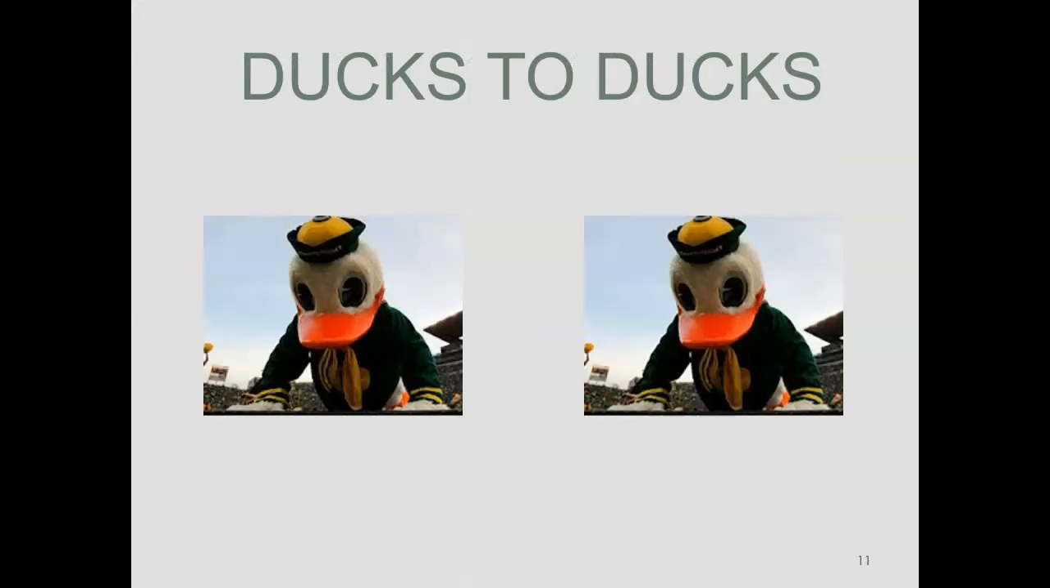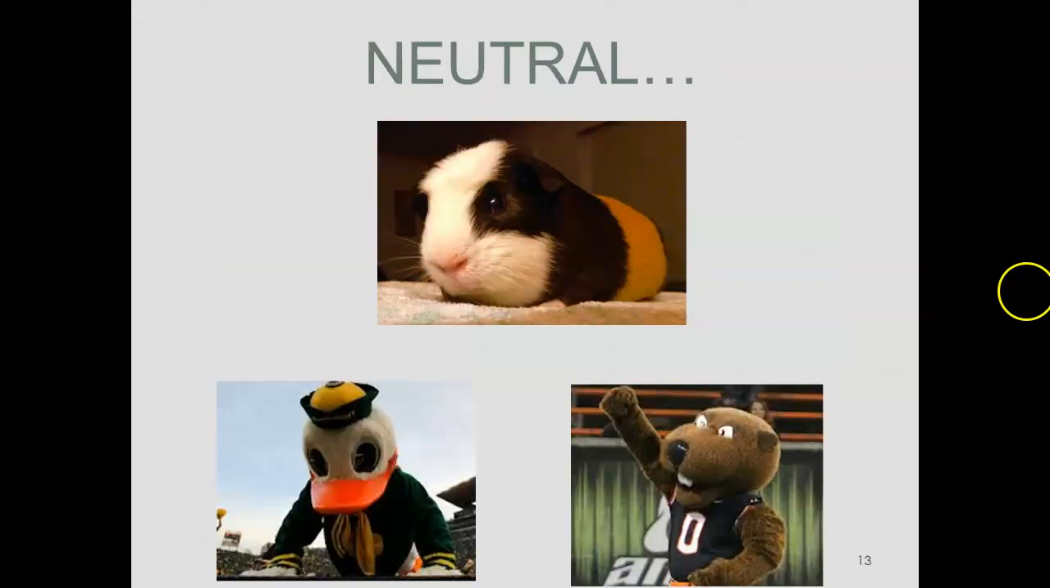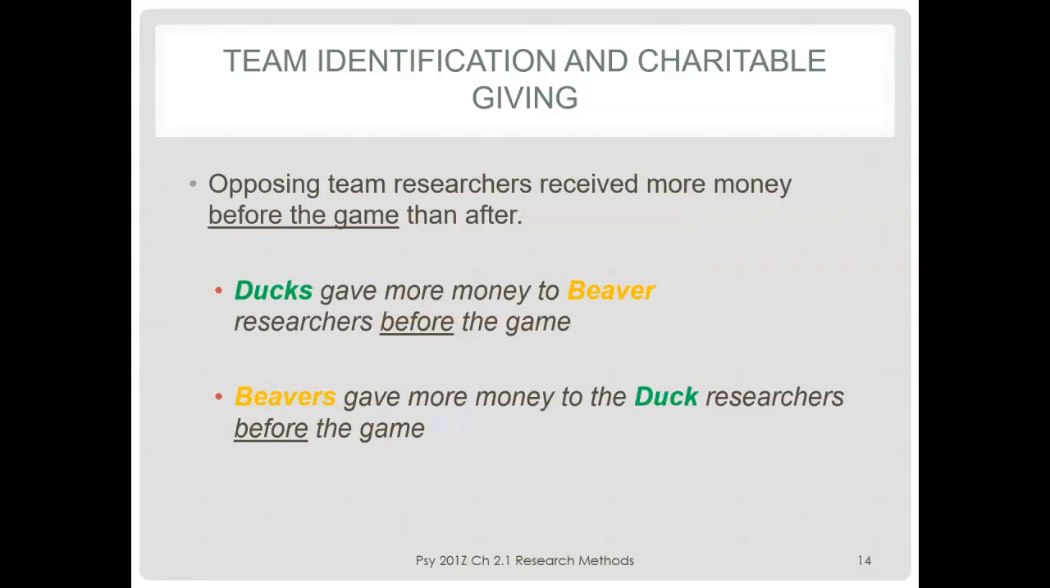So Ducks were more likely to give to Ducks. Beavers were more likely to give to Beavers. And neutral, Ducks and Beavers did better. It's a football game. People are very team-oriented. Poor little guinea pigs in their teeny tiny scarves.